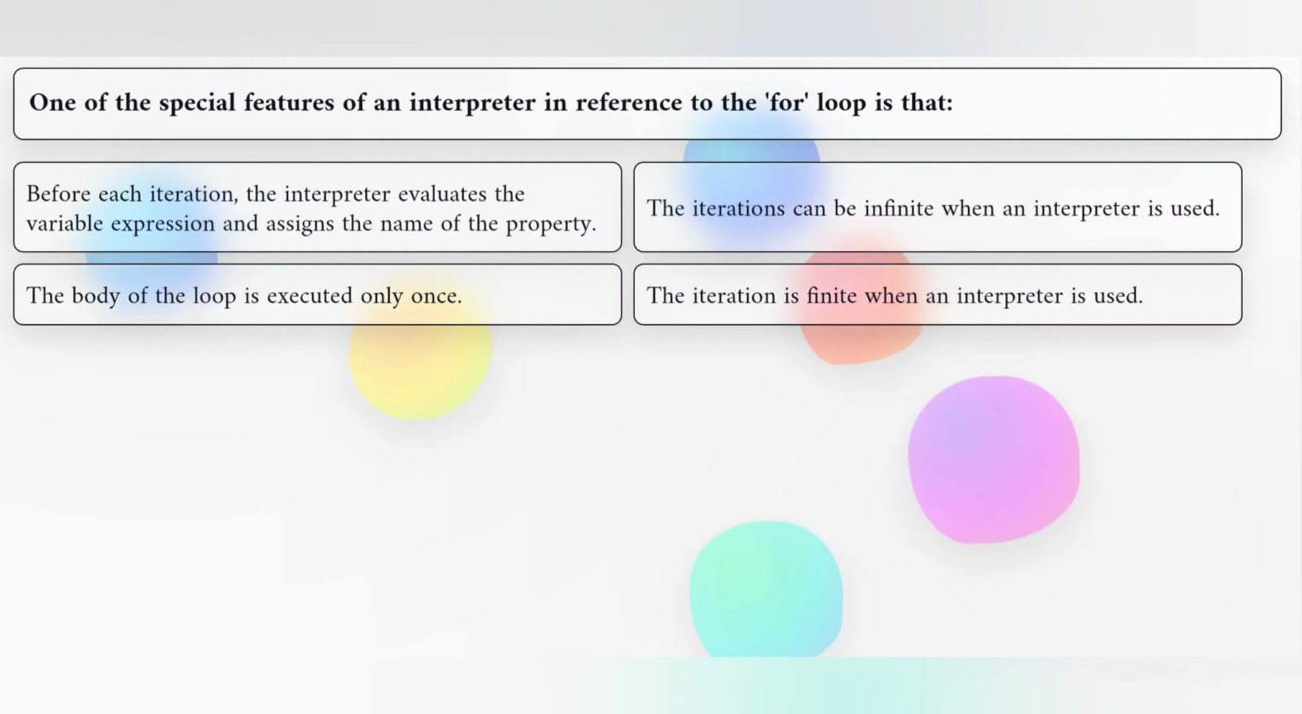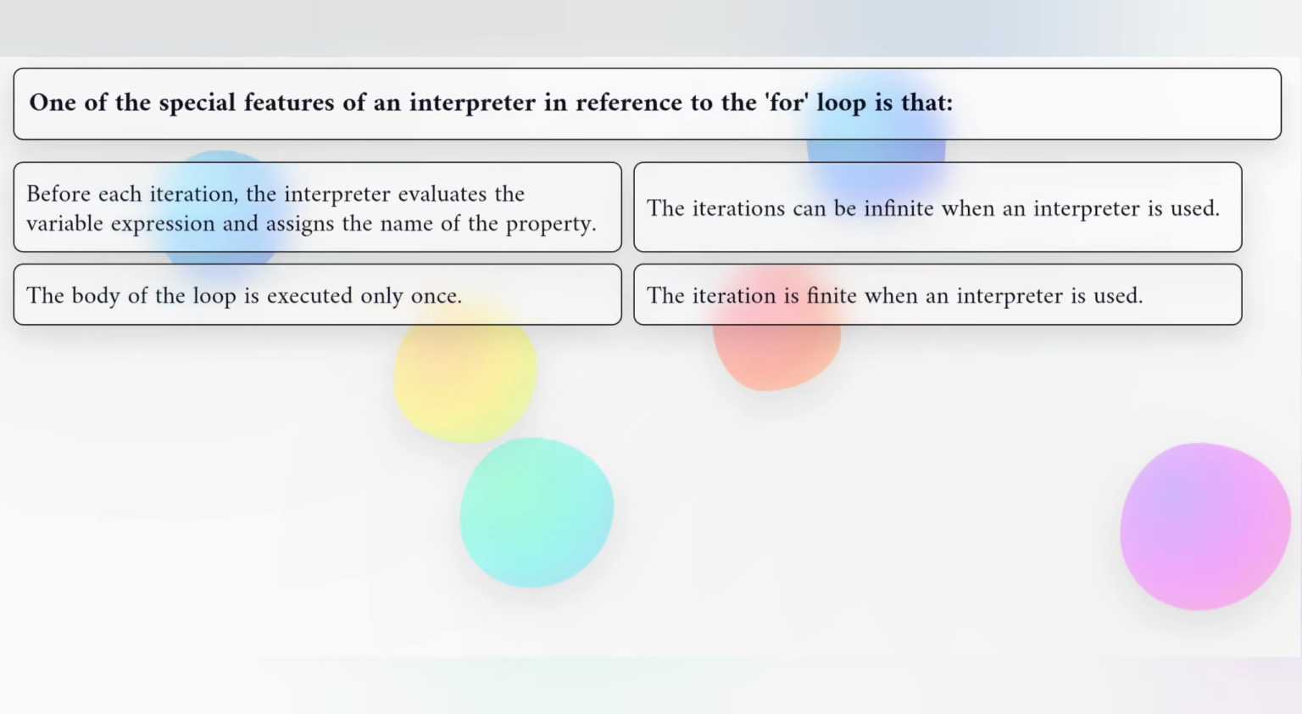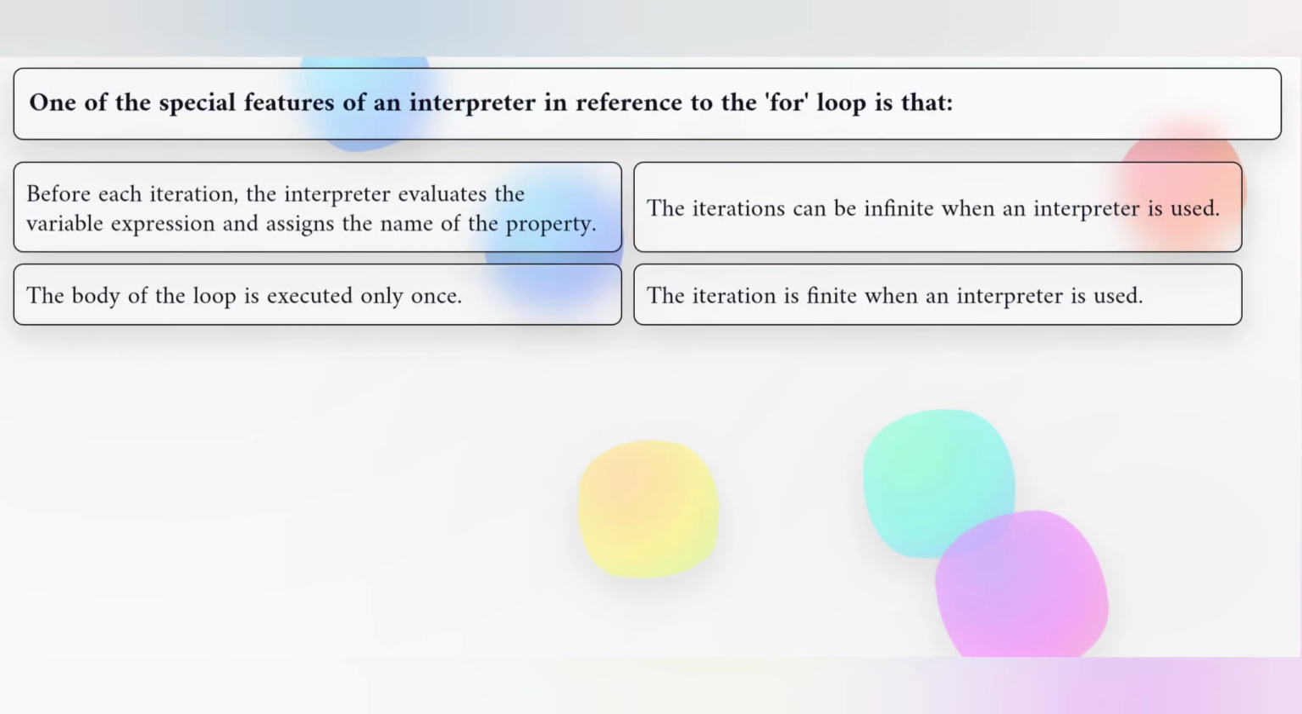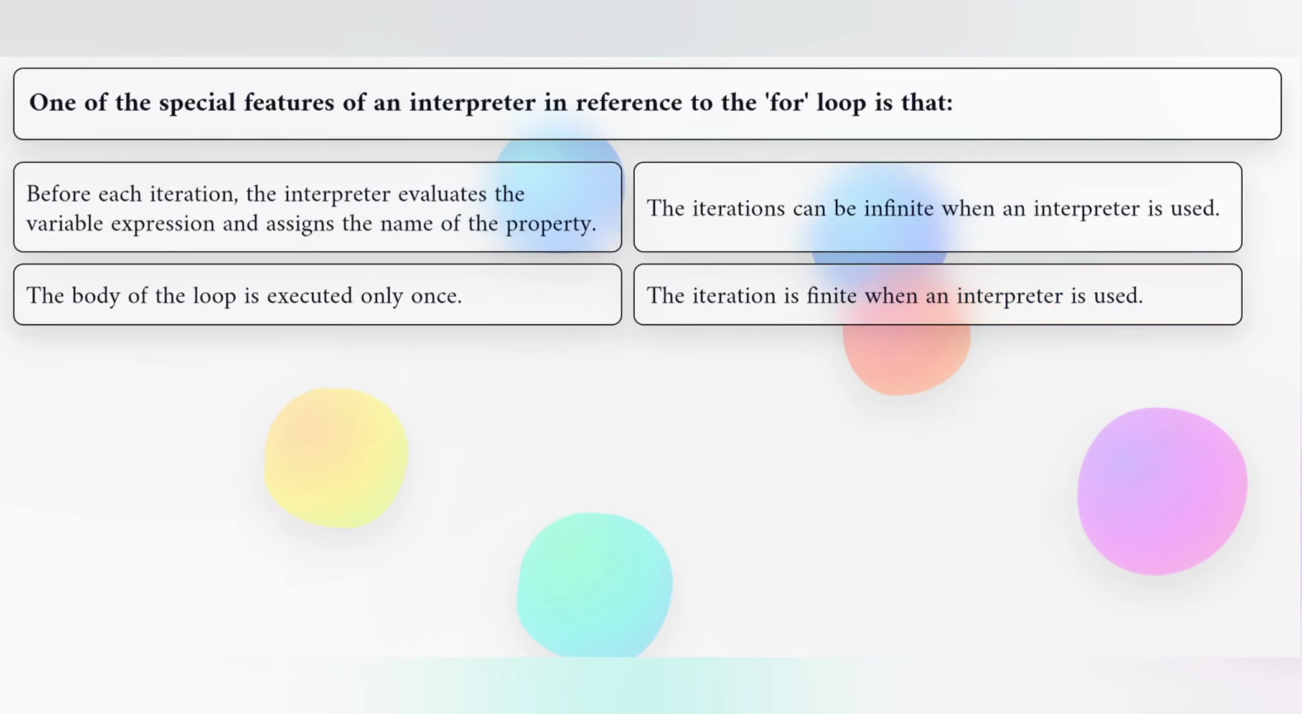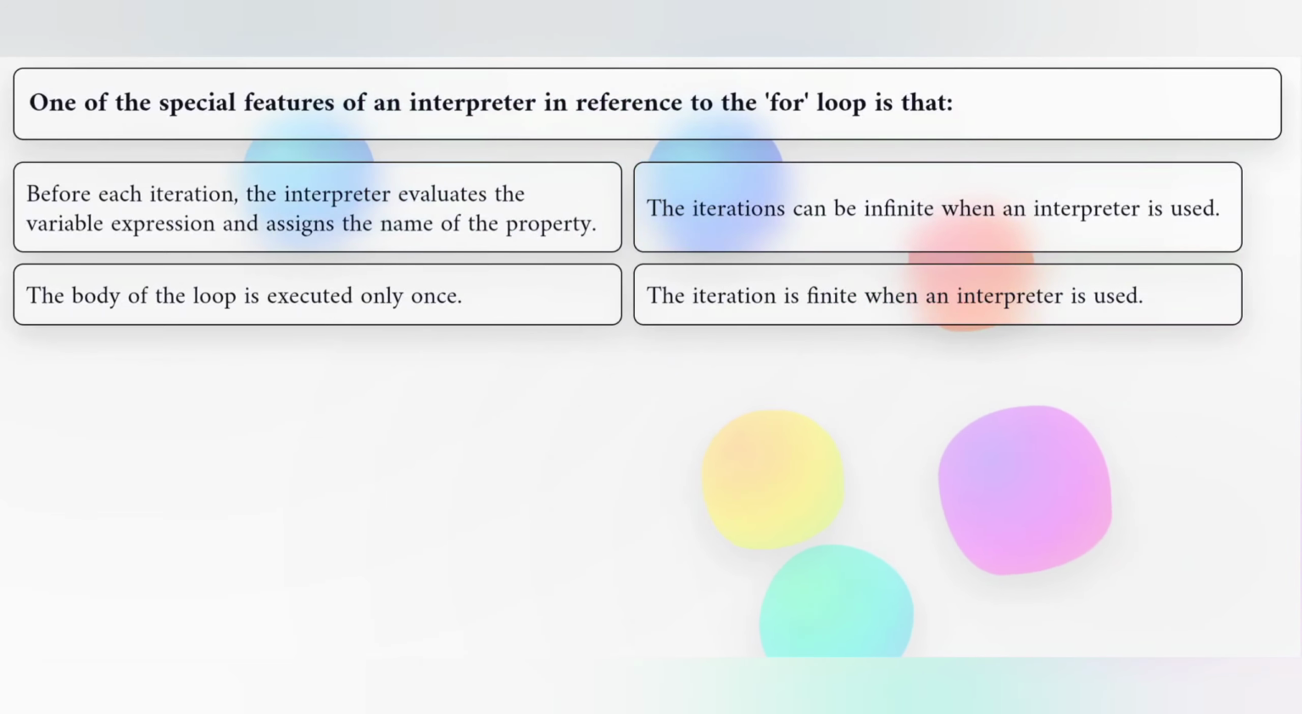One of the special features of an interpreter in reference to the for-in loop is that before each iteration, the interpreter evaluates the variable expression and assigns the name of the property. The iterations can be infinite when an interpreter is used. The body of the loop is executed only once. The iteration is finite when an interpreter is used.